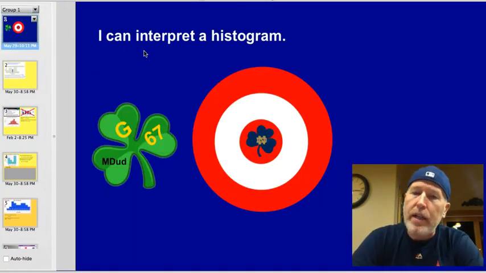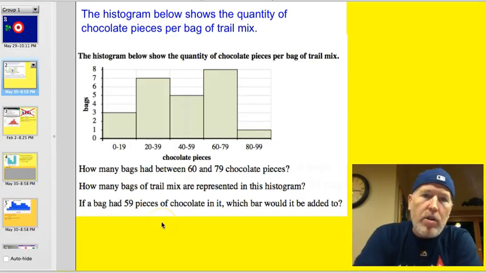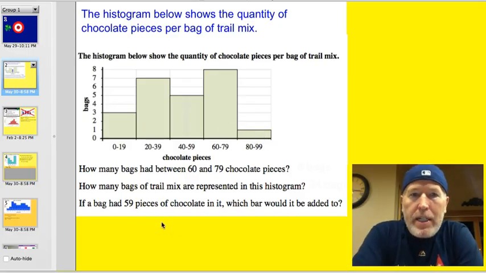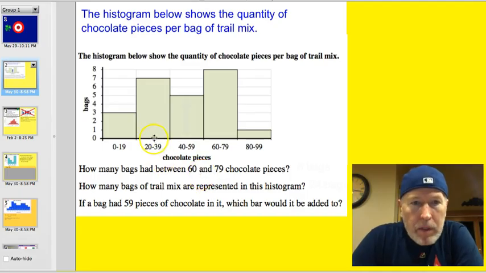Tonight, officially, I can interpret a histogram. On three: 1, 2, 3. Let's do this thing. This histogram below shows the quantity of chocolate pieces per bag of trail mix. How many bags have between 60 and 79 chocolate pieces? Well, let's take a look at it here.